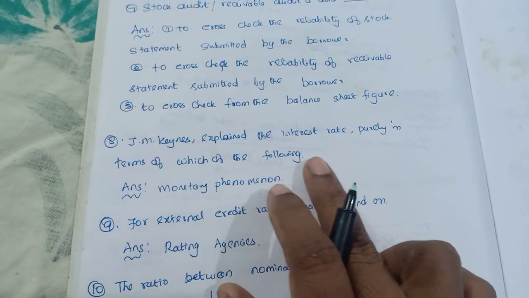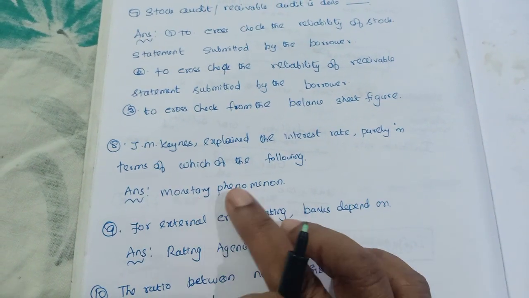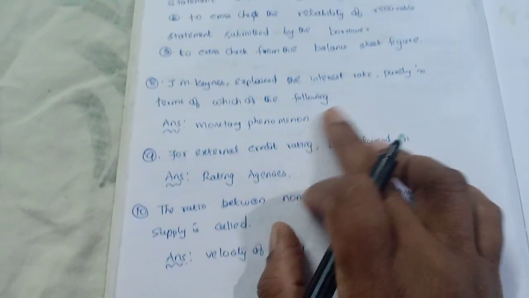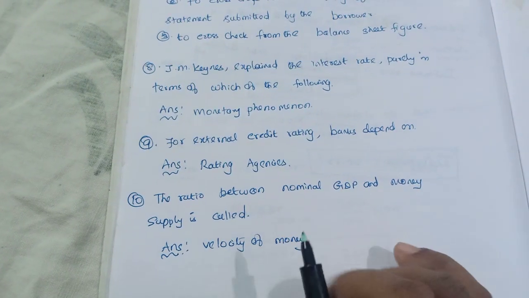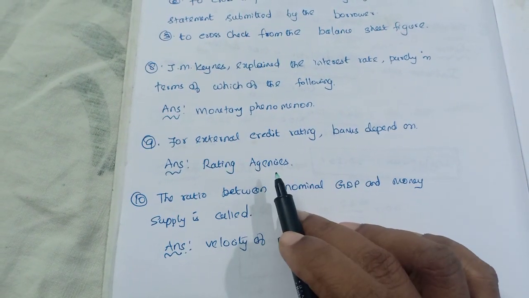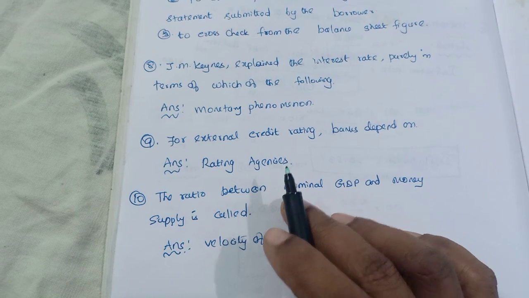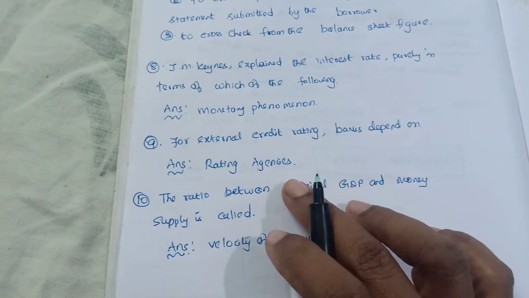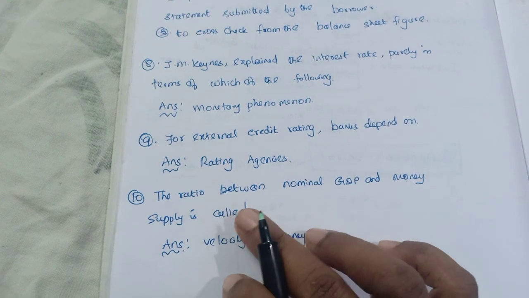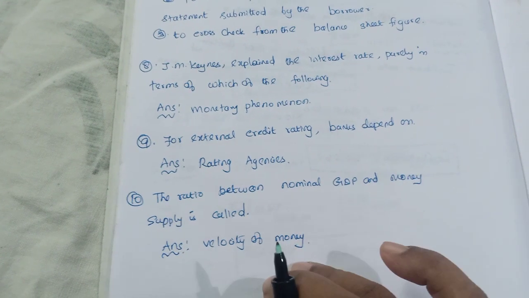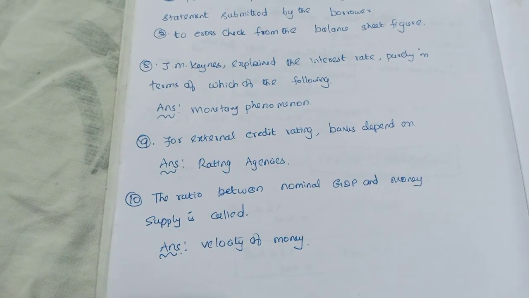Next one, J.M. Keynes explained the interest rate purely in terms of which of the following? That is monetary phenomena. He is defining interest rate to be a purely monetary phenomenon. Next one, for external credit rating, banks depend on rating agencies. We know very well we are taking the CIBIL score for all the borrowers. So, we are depending only on the rating agencies. Next, the ratio between nominal GDP and money supply is called velocity of money. Next question.